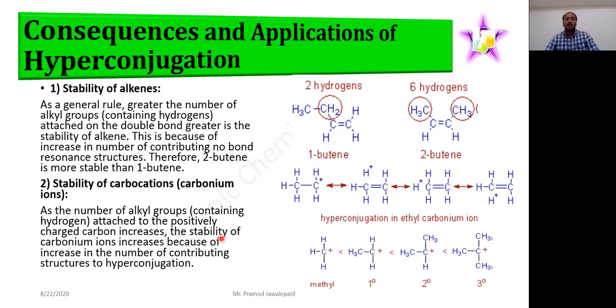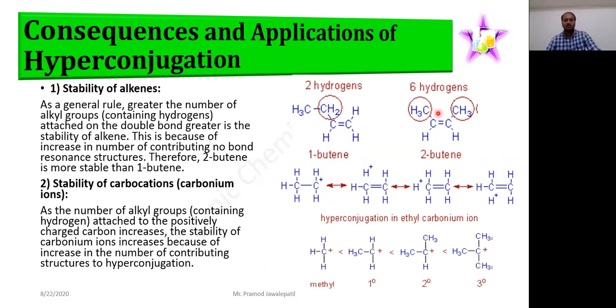Due to this hyperconjugation, it affects the stability of alkene. Friends, as you know, as more electron donating groups are attached to the alkene system, that alkene is more stable. In this diagram we will show here 1-butene and 2-butene.